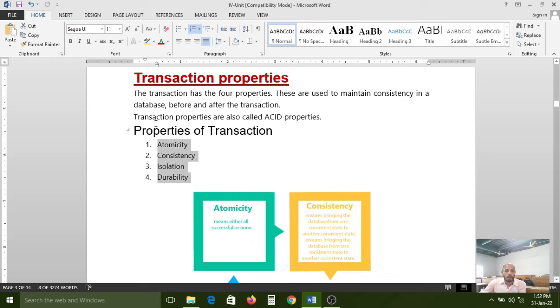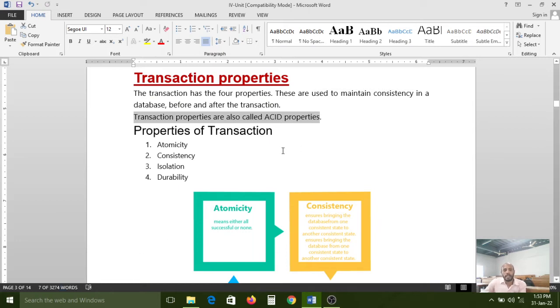So let us understand one more time. Transaction properties are also called ACID properties. Why? First identify all the first letters. In atomicity, the first letter is A. In consistency, the first letter is C. In isolation, the first letter is I. In durability, the first letter is D. All the first letters form a simple small word, ACID. That's why transaction properties are also called ACID properties.